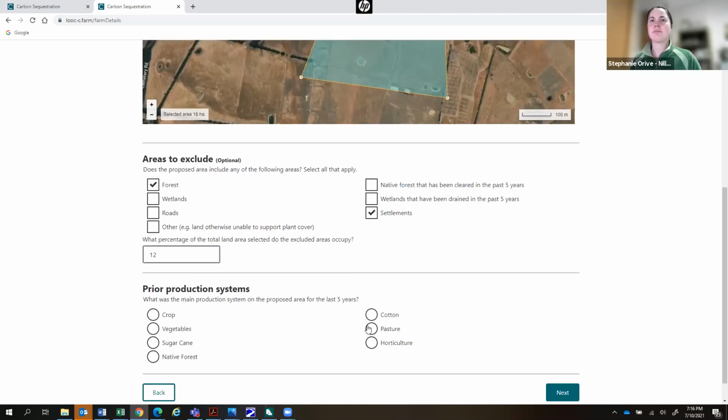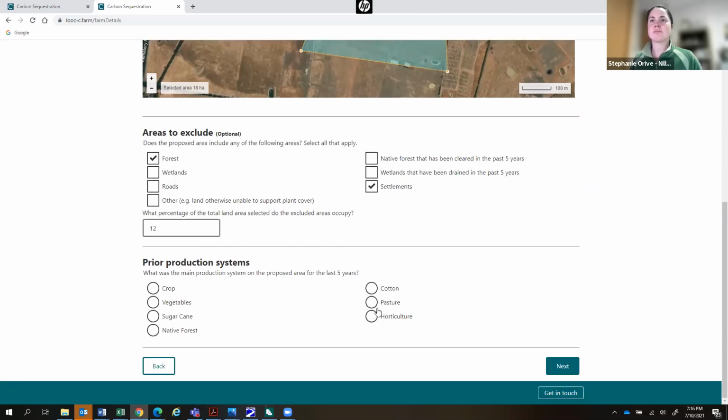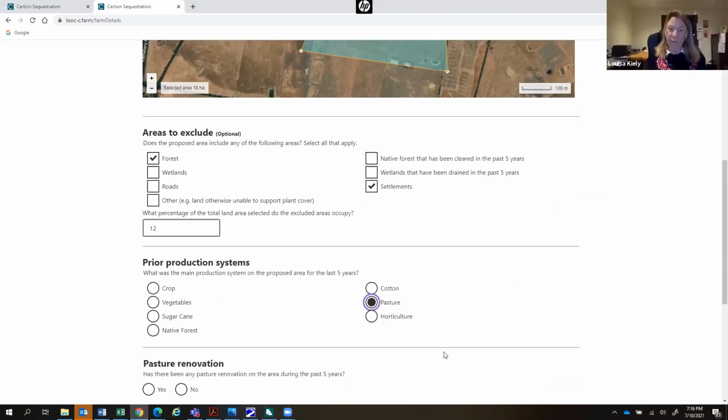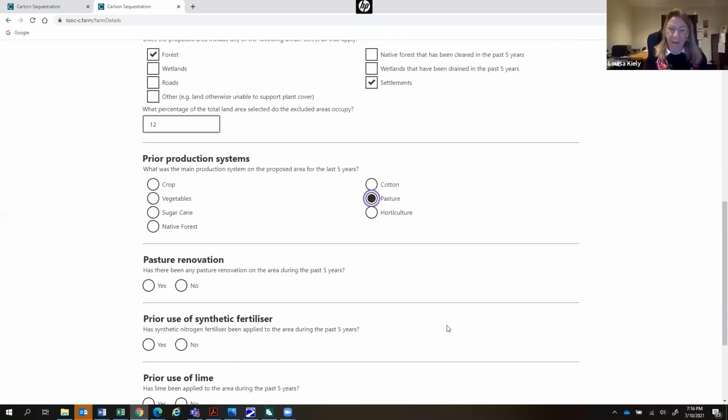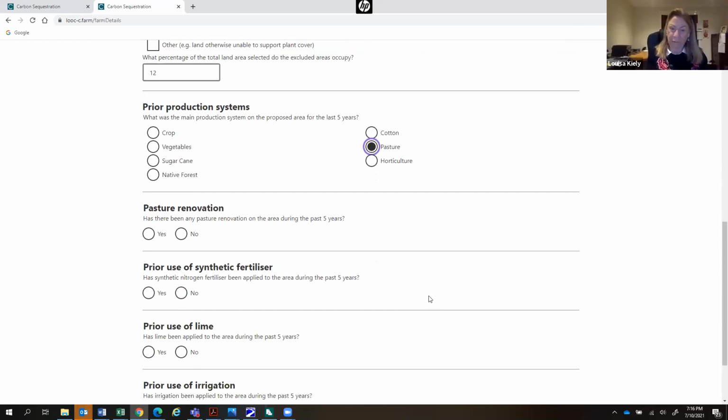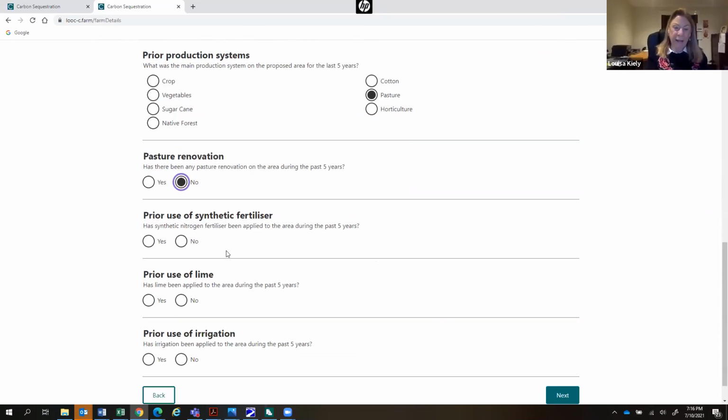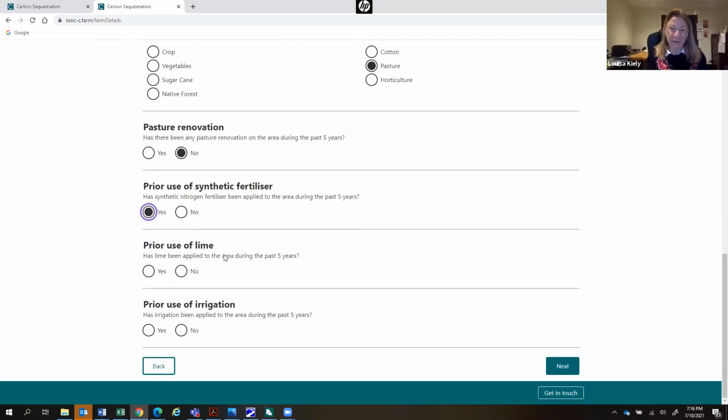Okay, now we need to say, what were our prior production systems? And this one was pasture, that's right. And then we have not done any pasture renovation during the last 5 years, but we have used synthetic nitrogen. That'll hurt us. But we're not going to use lime.